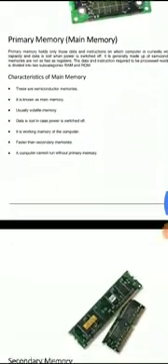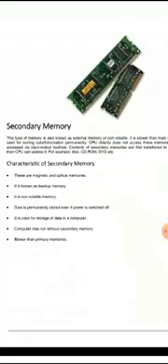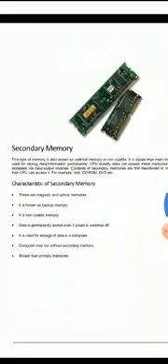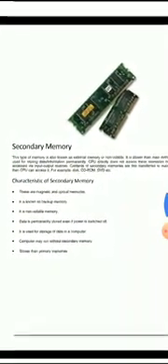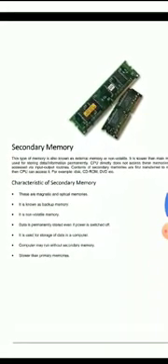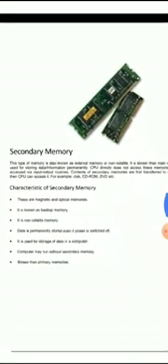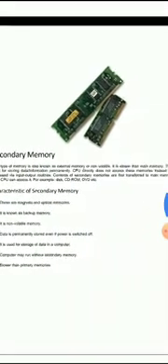Now coming to the secondary memory. Secondary memory is also known as external memory or non-volatile memory. It is slower than the main memory. These are used to store the data permanently. Examples may be a mini hard disk, pen drives, CDs, and also floppy disk, but floppy disk is not used these days.